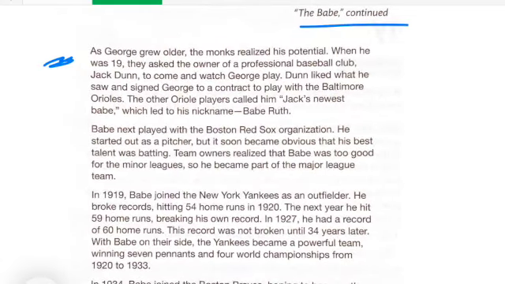Because when he was 19, they asked the owner of a professional baseball club to watch him play. He liked what he saw and signed him to a contract to play. The other Oriole players called him Jack's newest babe. And you need to think of the transition words in here. There's no dates, but then Babe next played with the Boston Red Sox organization. He was a pitcher, but it was realized that batting was what he was best at. Then they realized he was too good for the minor leagues, so he became part of the major league team.